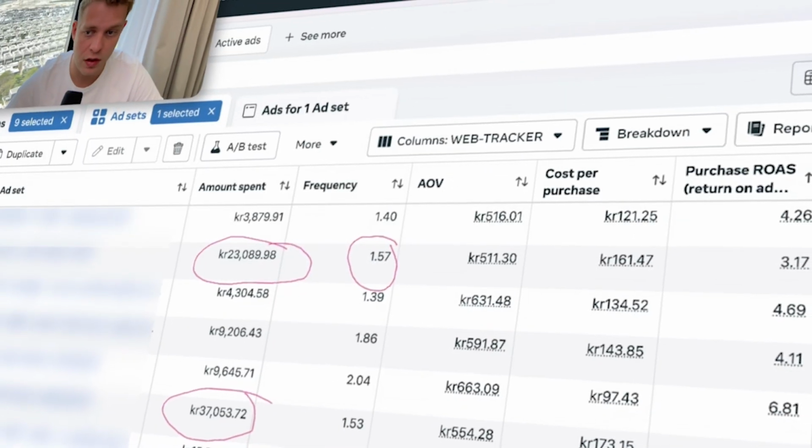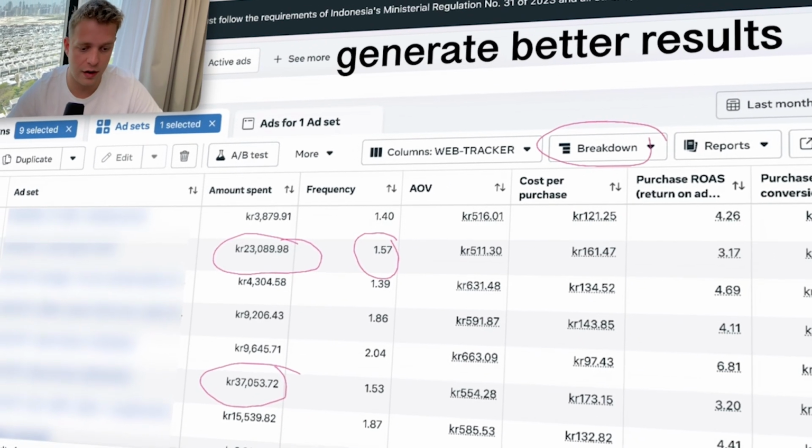In this video, I will show you how to actually analyze your Meta ad account so that you can generate better results, you can scale your ad account, what to do, what to avoid when you're optimizing your ads, all that good stuff. This is a must watch if you're looking to scale your business and you're using Meta ads to do so.